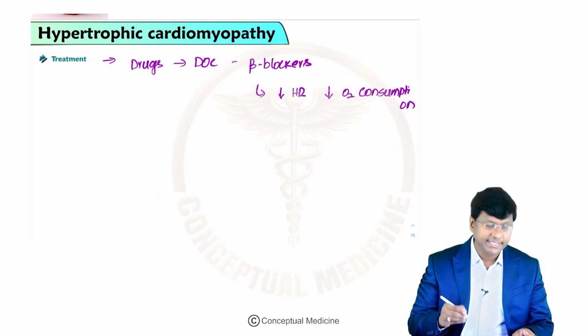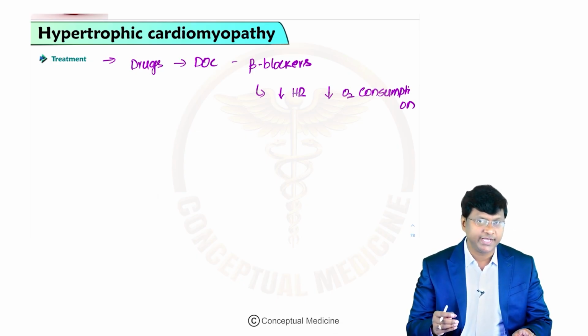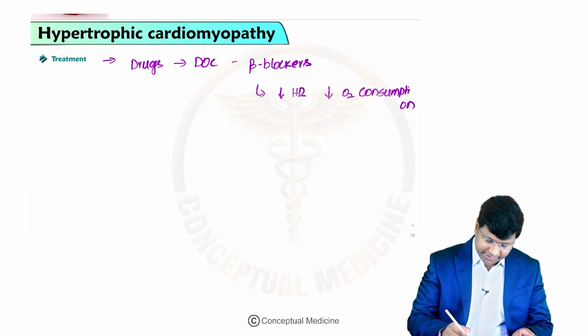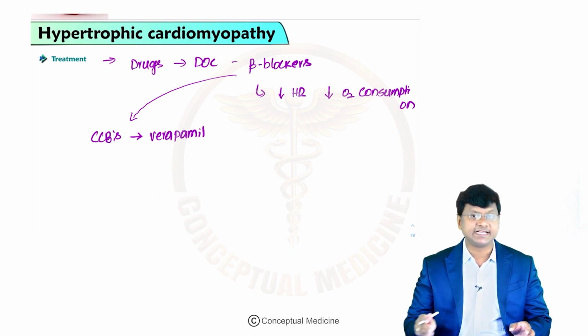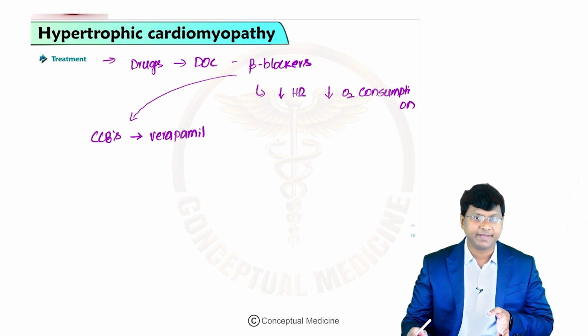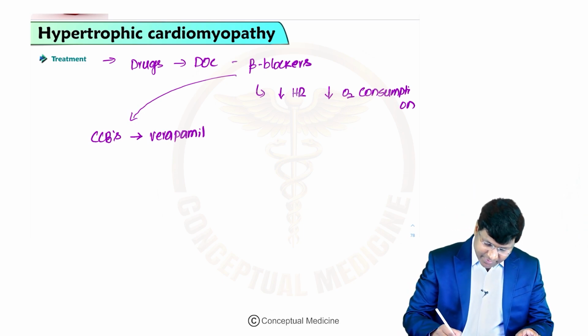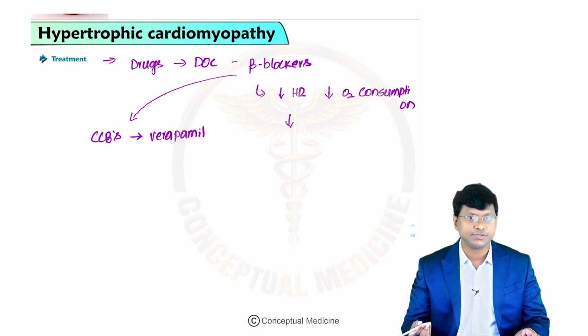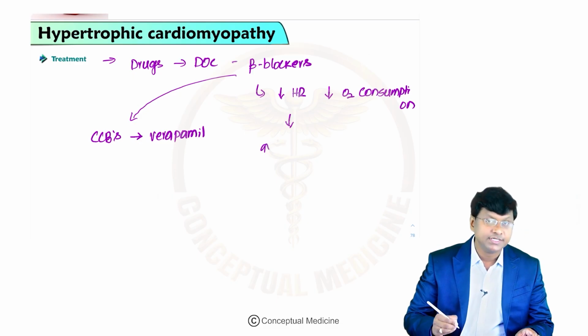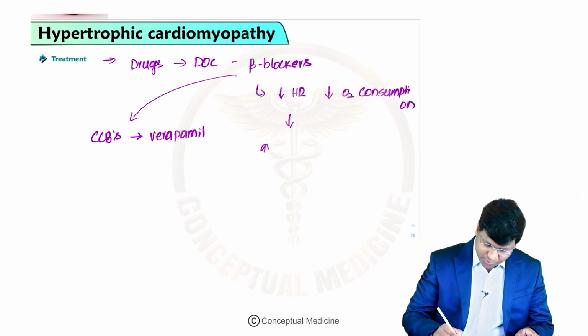Okay, and in those individuals where you cannot give the beta blockers, you need to give calcium channel blockers, and these calcium channel blockers will be verapamil. So these beta blockers, when they reduce the heart rate, what is the advantage? They will also increase the duration of the diastolic filling time.